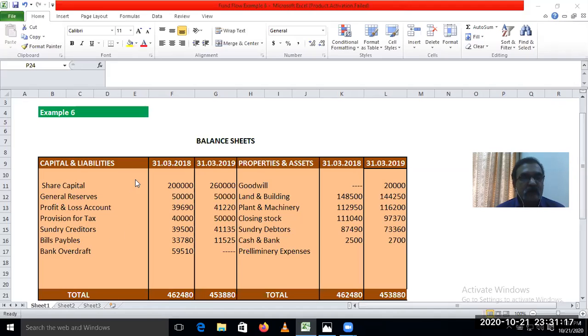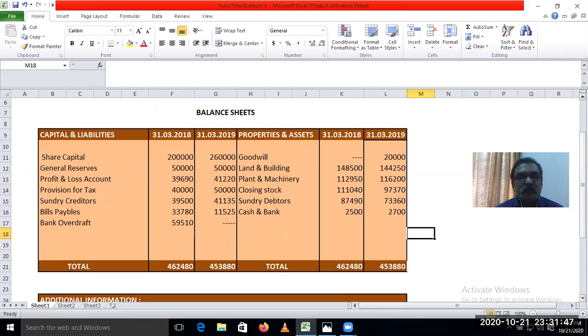Check out the liability side: share capital, general reserve, profit and loss account, provision for tax, sundry creditors, bills payables and bank overdraft. On the asset side: goodwill, land and building, plant and machinery, closing stock, sundry debtors, cash and bank, and preliminary expenses. Nothing is there on the account of preliminary expenses. I will just delete it. These are the balance sheets.